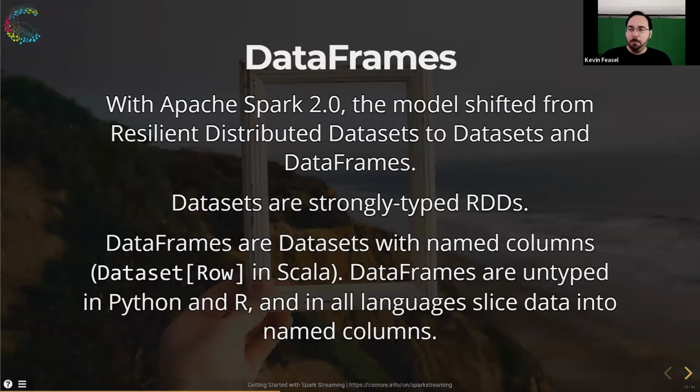In the Python and R worlds, it's a little bit different because they don't have data set as such. They just have data frames, which are still named columns, that tabular structure. So across the board, that's why we think of data frames, because now everybody, if you're using R, Python, Scala, Java, you can think of it in those terms. Specifically in Scala, we can think in terms of data sets as well.